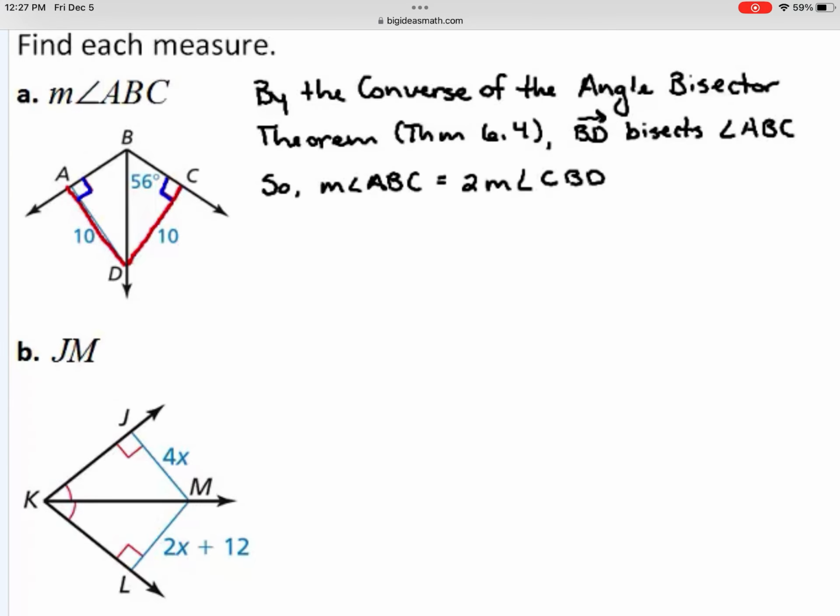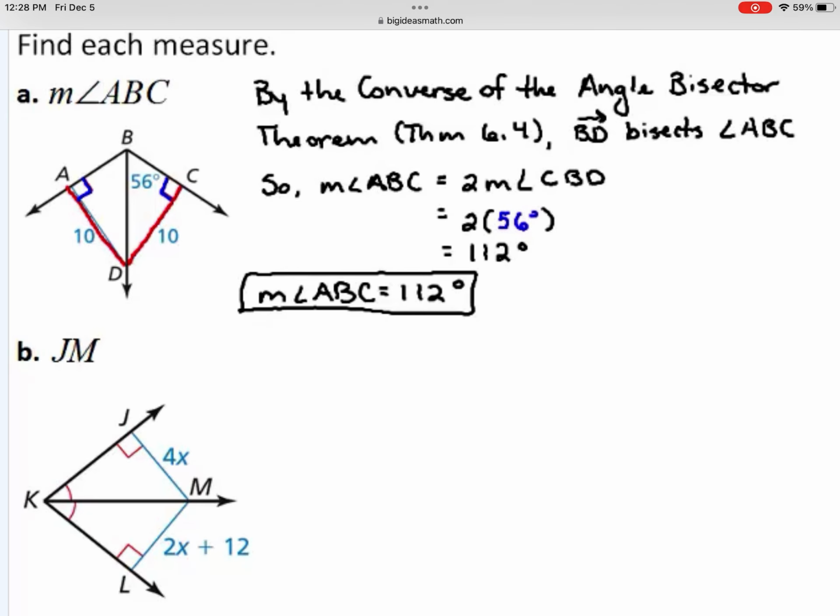So the measure of angle ABC equals 2 times the measure of angle CBD. And you are given the measure of angle CBD in the diagram, which is 56 degrees. So that gives 2 times 56 degrees, which equals 112 degrees. So the measure of angle ABC equals 112 degrees.